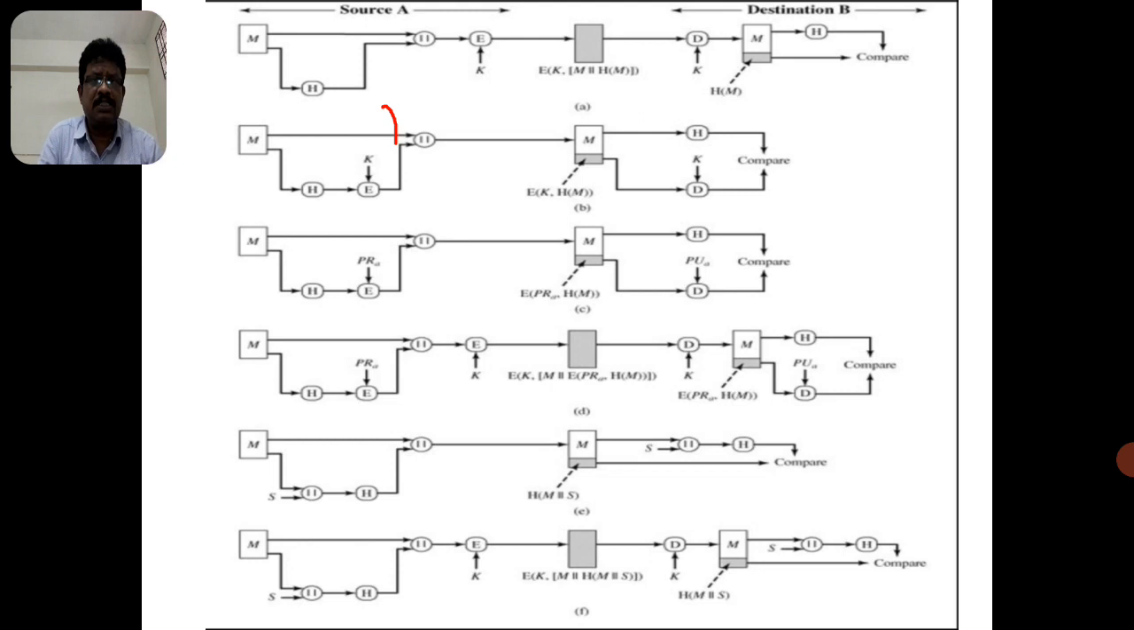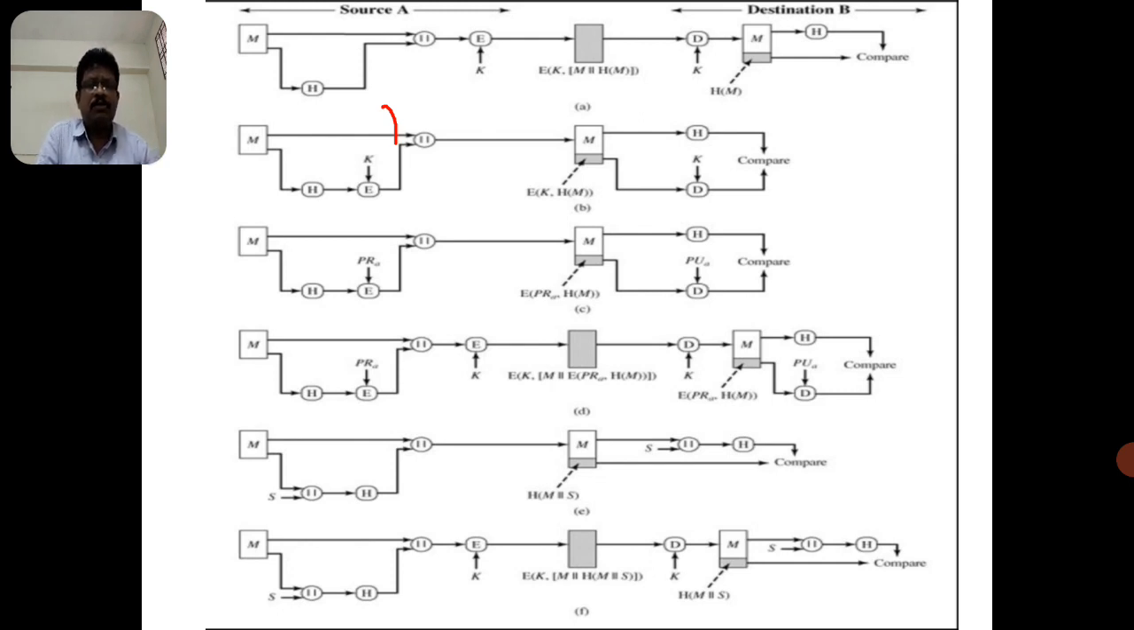So the hash function is applied to M. After that, immediately you can apply the encryption. This is one more option, because the hash function and the key combinations can be taken in different ways: before concatenation, after concatenation, and immediately applying the encryption after applying the hash function. So that means there are different combinations of the hash function and the encryption function.